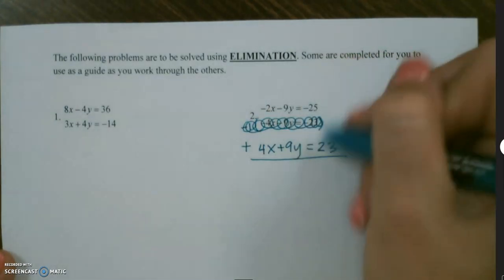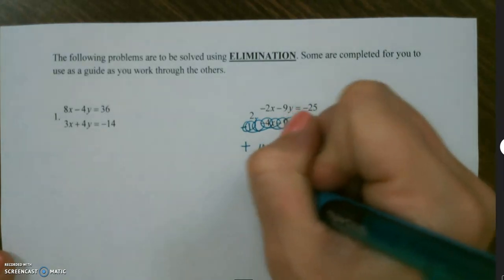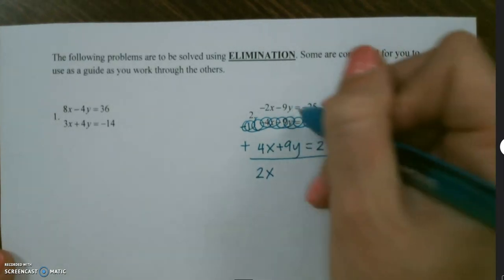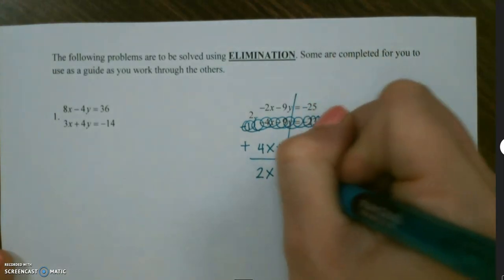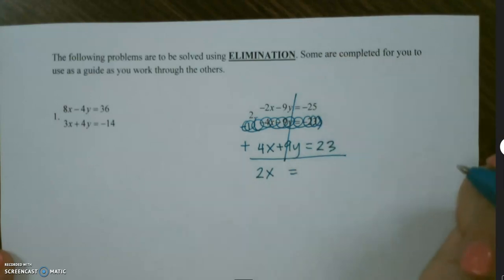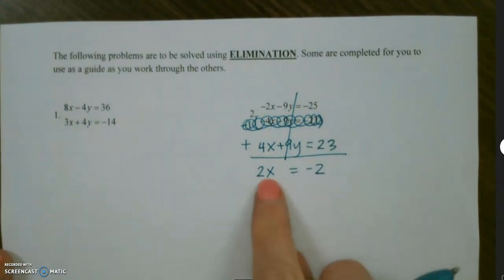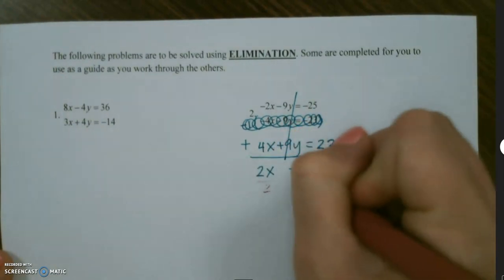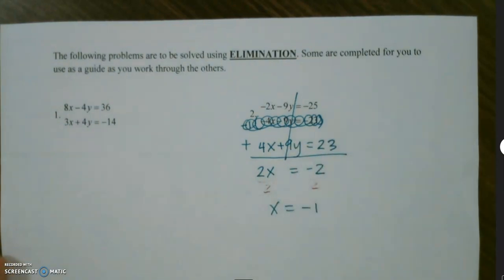Now we can add these two equations together. Notice when I add negative 2x plus 4x, I get 2x. When I add negative 9y plus 9y, those eliminate, hence the word elimination. Negative 25 plus 23 gives us a negative 2. And now I can finish solving for x. Divide by 2 on both sides. So it looks like x is equal to negative 1.